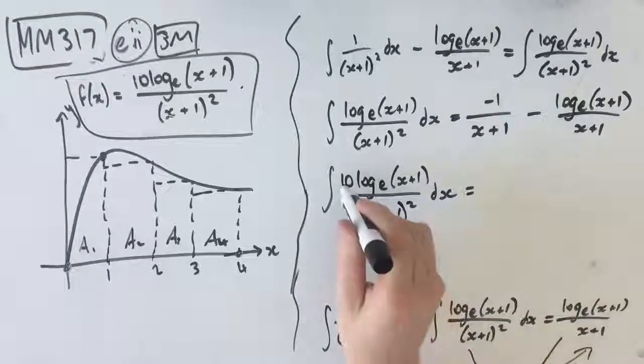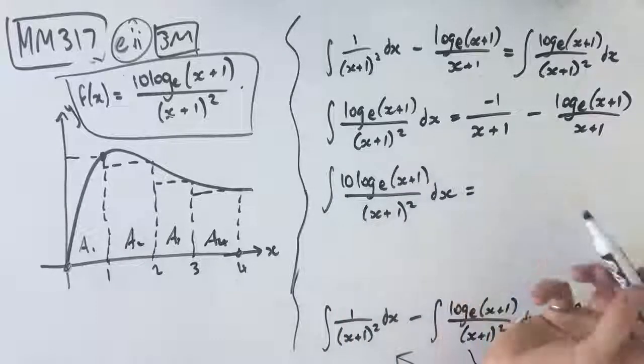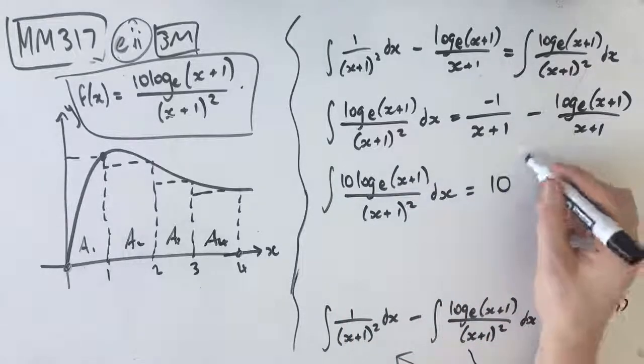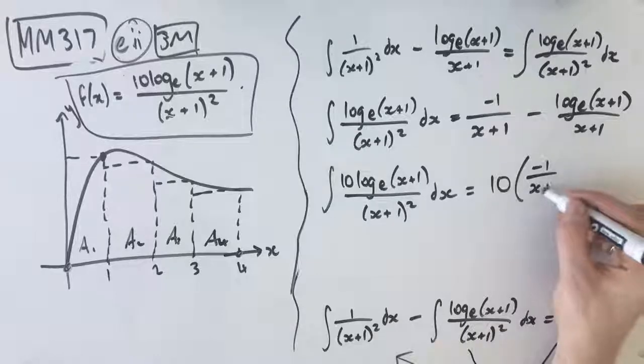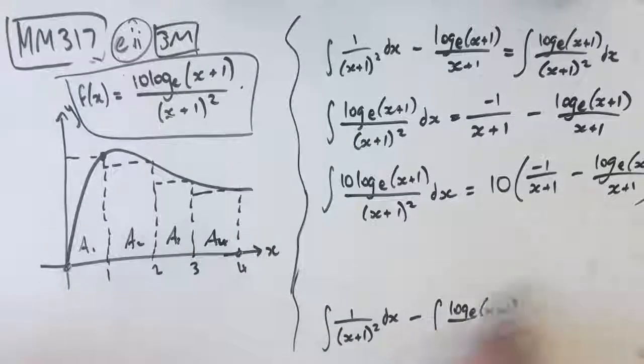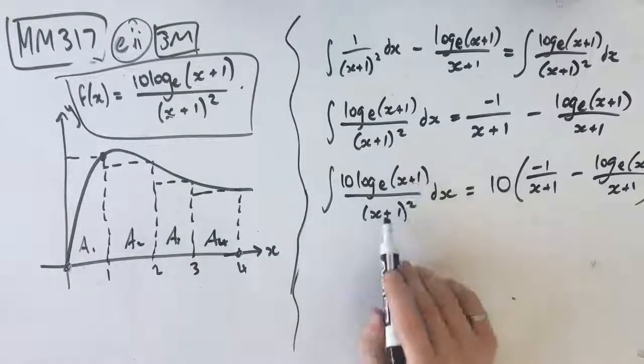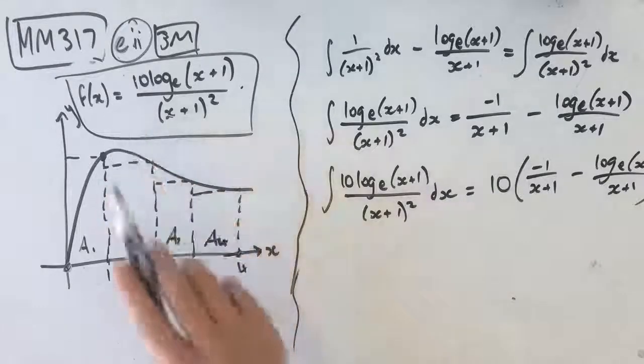But if we add a 10 to this side, which means that we're multiplying this side by 10, what do we have to do to this side? Also multiply by 10. So we get 10 times this whole side, negative 1 over x plus 1 minus log e of x plus 1 over x plus 1. And that's our integral right there. So we've just found the integral of 10 log e of x plus 1 over x plus 1 squared, which is exactly what we wanted here.